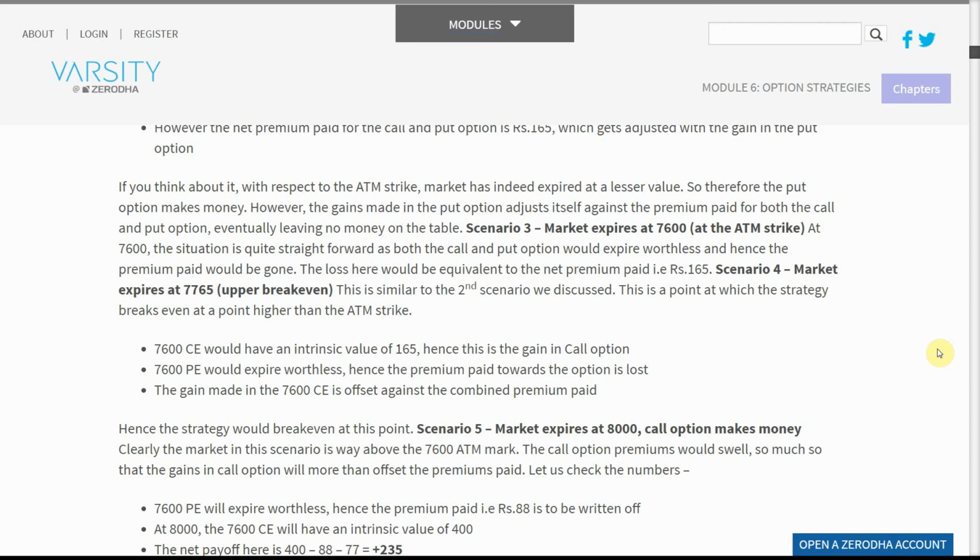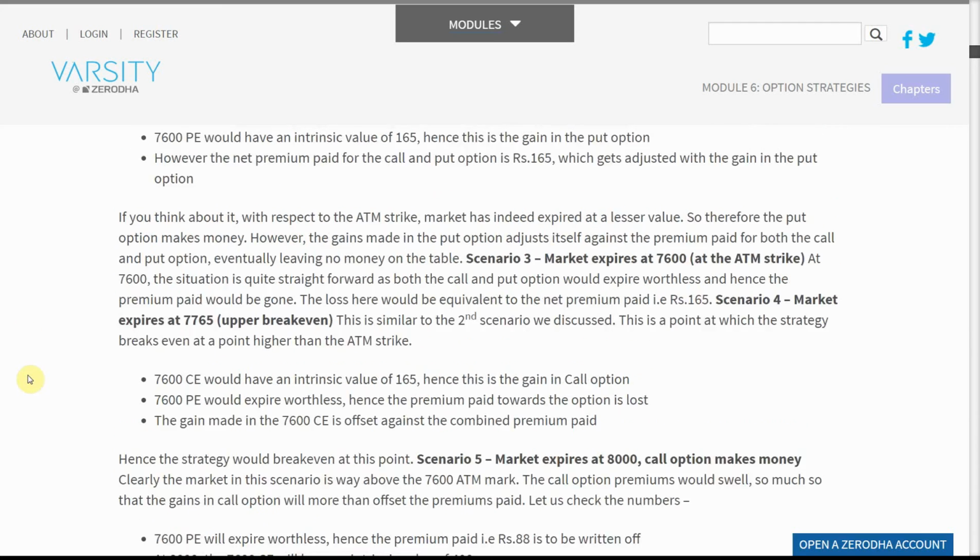Scenario 4: market expires at 7,765, upper break-even. This is similar to the second scenario we discussed. This is a point at which the strategy breaks even at a point higher than the ATM strike. 7600 CE would have an intrinsic value of 165. Hence this is the gain in call option. 7600 PE would expire worthless. Hence the premium paid towards the option is lost. The gain made in the 7600 CE is offset against the combined premium paid. Hence the strategy would break even at this point.